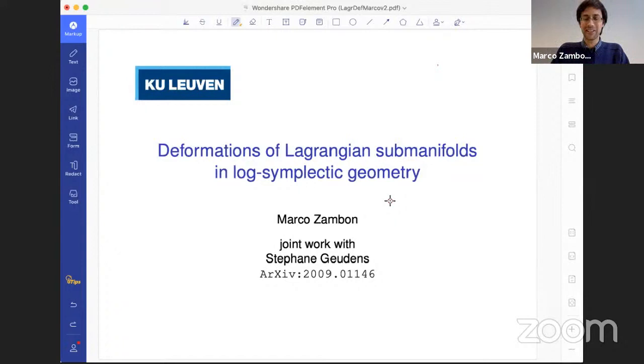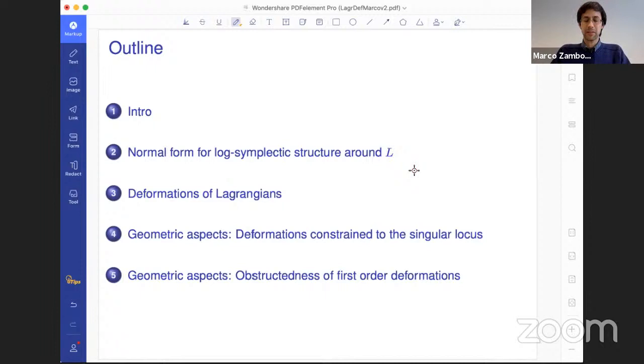Okay, what is this about? This is about Lagrangian submanifolds, but not in symplectic geometry, rather in the setting of log-symplectic geometry, which is actually relatively close to symplectic geometry. And in particular, I am interested in the deformations of Lagrangian submanifolds.